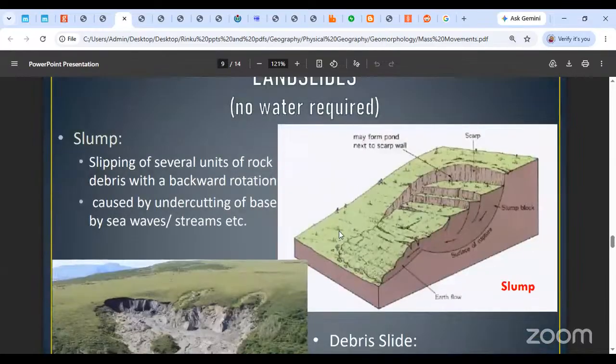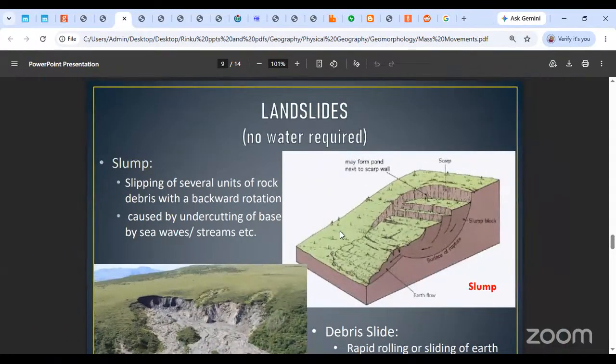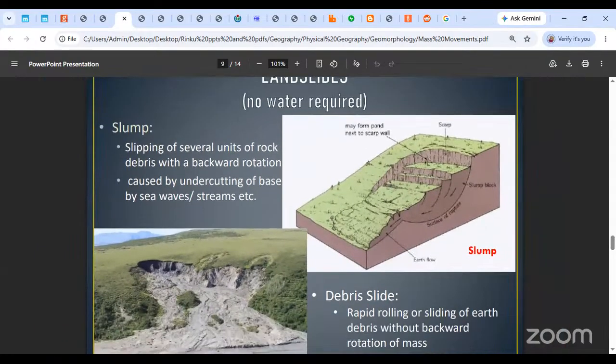Okay, now we move on to proper landslides. Landslides do not require water to flow. Only gravity is enough. Just the gravitational force is enough. They can only move downwards due to gravity. Water is not required, but once water comes into play, these landslides become way more destructive. The first landslide that we are considering here is slump.